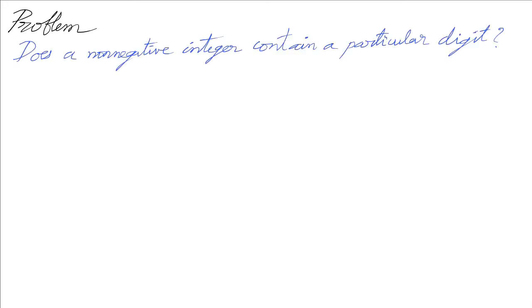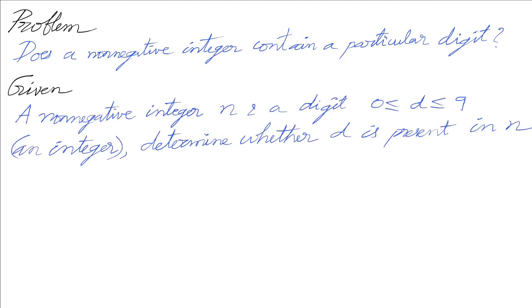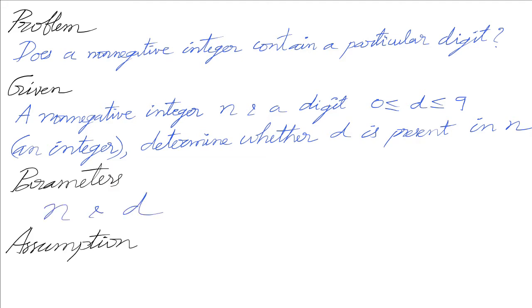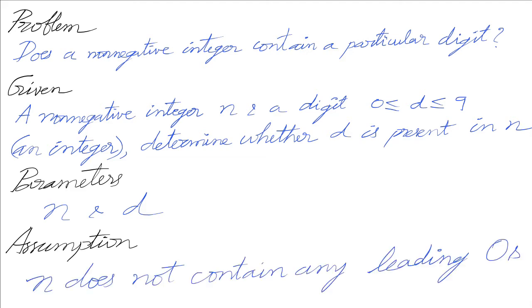Let's work through a problem. The problem statement is, does a non-negative integer contain a particular digit? We are given a non-negative integer n and a digit that's between the range 0 and 9. Determine whether d is present in n. The given parameters are n and d. We are going to make an assumption that n does not contain any leading zeros.